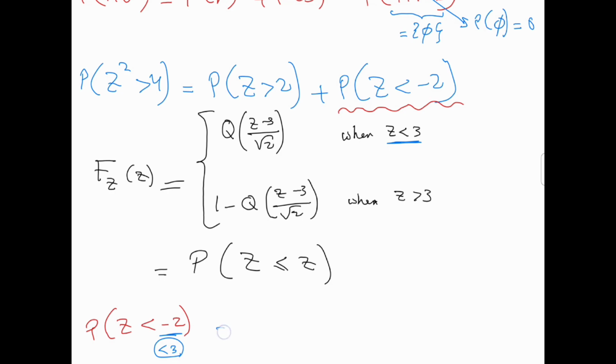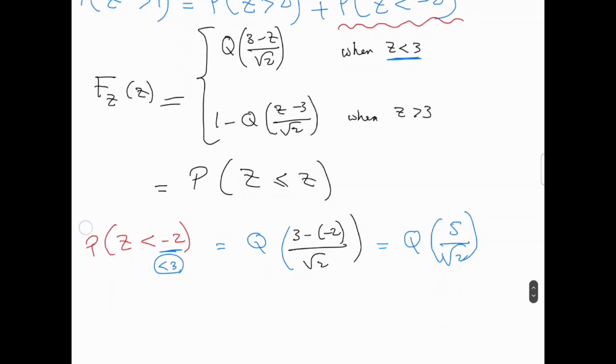So in this case, this is equal to the Q of minus 2. Just to correct this here, this should be 3 minus z. All right, and z is negative, so we have Q of (3 minus (-2)) divided by root 2. So the answer is Q of 5 over root 2.